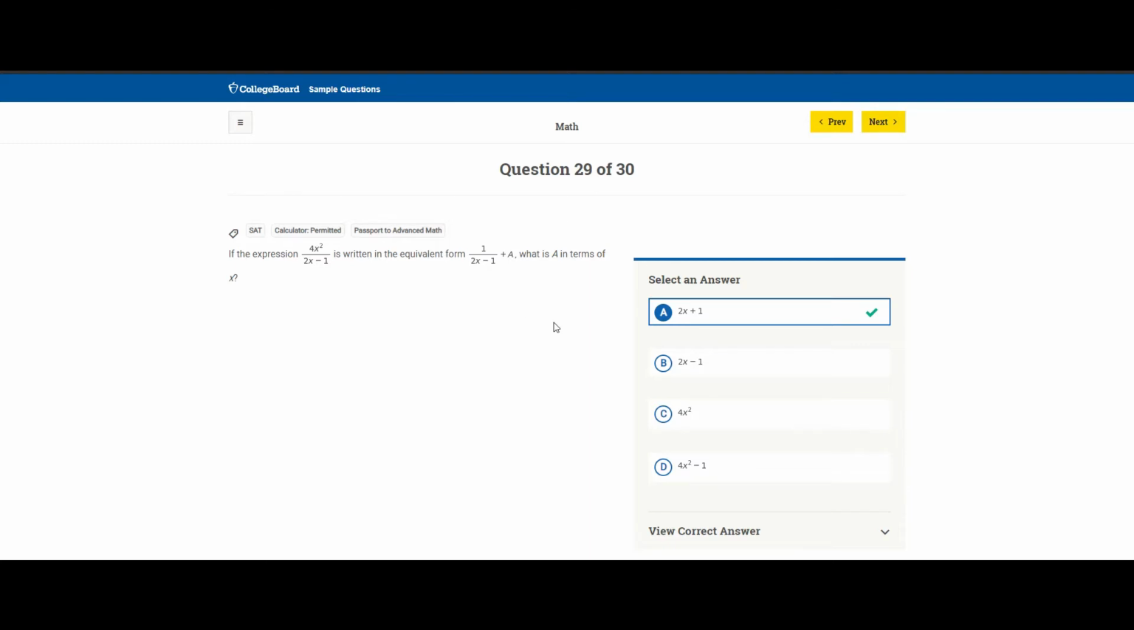So whenever plus a, you use your polynomial long division, and you should get this a value, which is 2x plus 1. And then once you do the long division, you should have 1 over 2x minus 1. Another way you can also do it is putting it back into the fraction. So a 2x minus 1 plus 1 is equal to 4x squared.